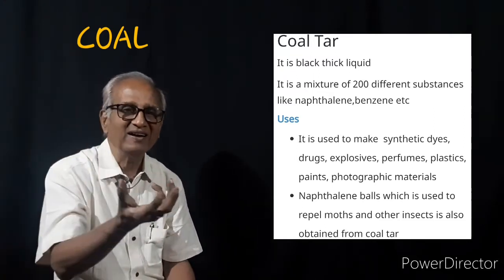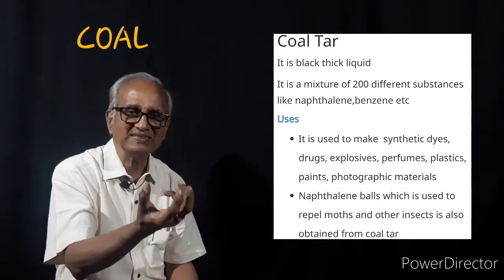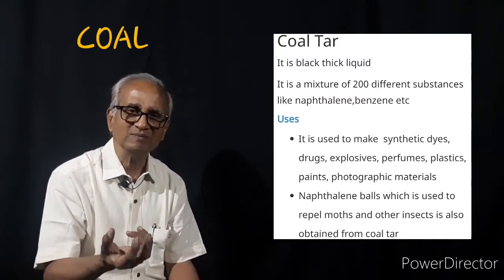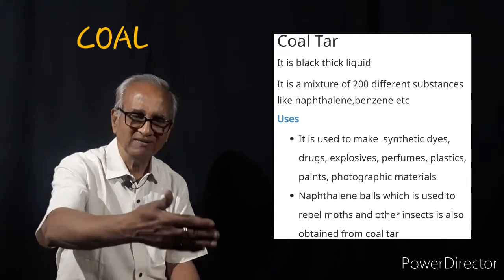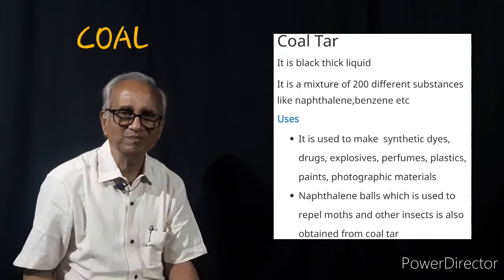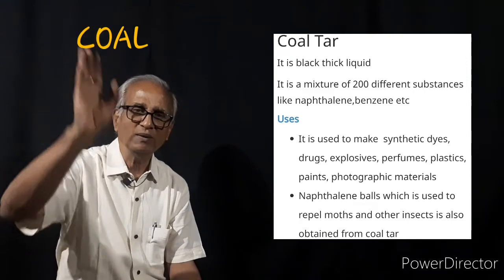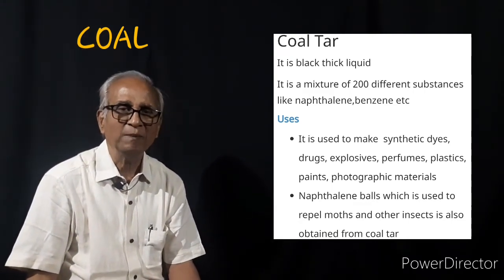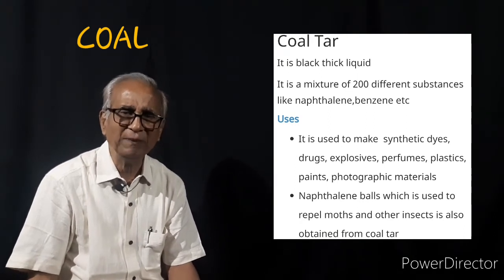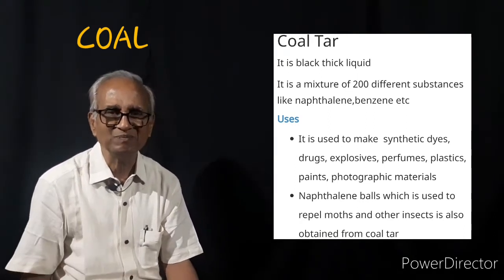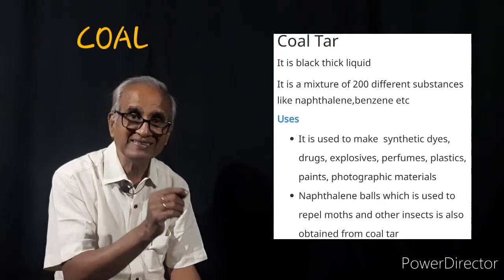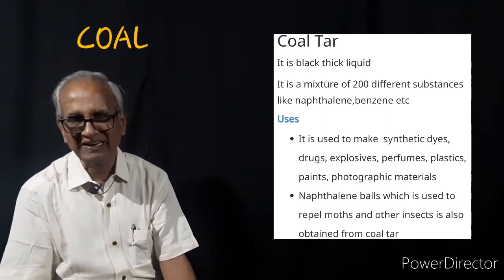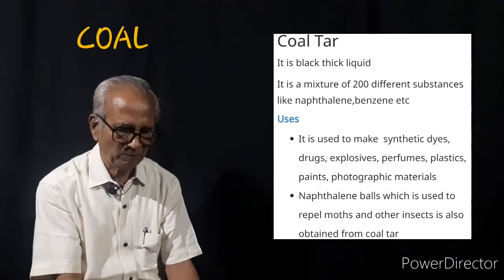Synthetic dyes. D-Y-E-S. What does dye mean? Color. You need different colors in order to get the clothes dyed, or for painting constructions, machines. Everywhere you need paint. You need dyes. Coal tar is the starting substance from where you get different kinds of dyes.